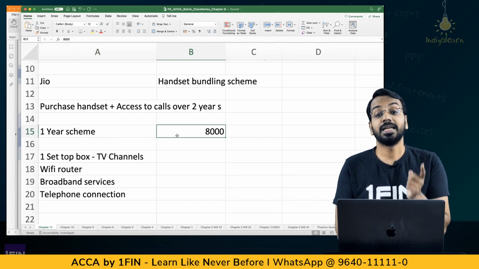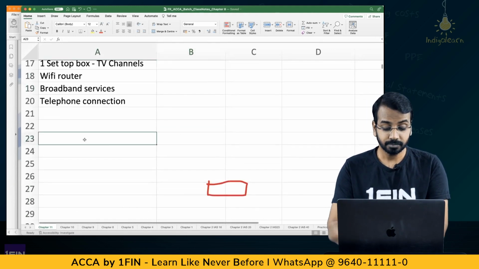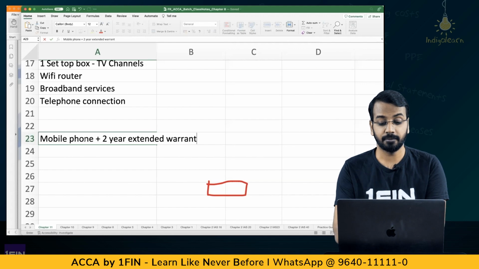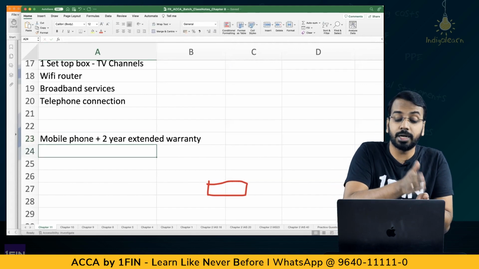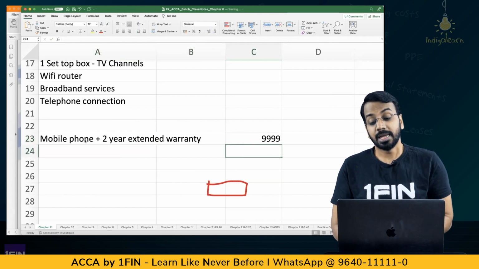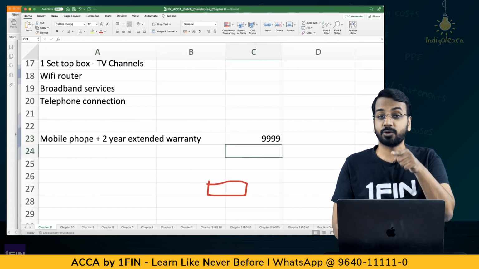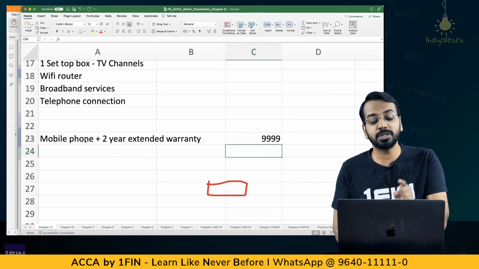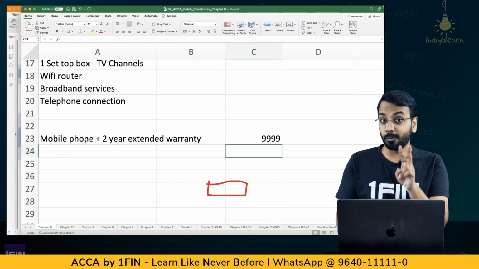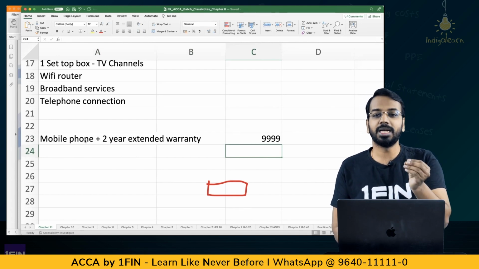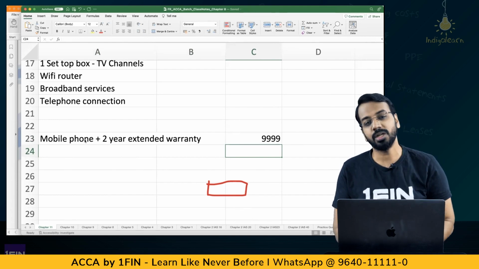But then, if the seller says, I will sell a mobile phone plus 2-year extended warranty. So mobile phone and 2-year extended warranty all put together, let us say 9,999. This is the price. Now, this 9,999, I have to identify how much is towards sale of mobile phone and how much is towards this extended warranty. And warranty, I will recognize over a period of time. Mobile phone, I'll recognize the moment I transfer the phone to the customer.